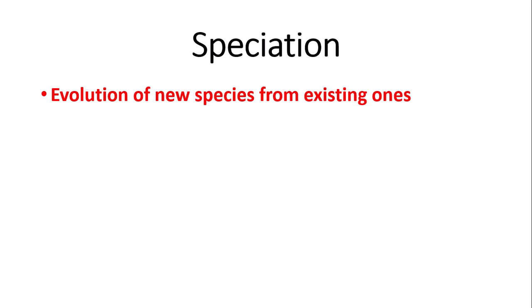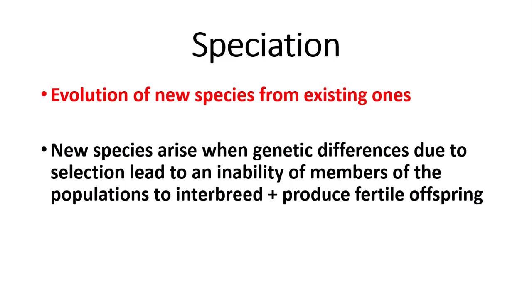However, I'm going to introduce to you this idea of speciation now. Speciation is the evolution of new species from existing ones. And these new species arise when genetic differences due to selection lead to an inability of members of populations to interbreed and produce fertile offspring. So genetic differences become more different over time, so much so that eventually members of the population can interbreed, but often they produce sterile offspring, not fertile offspring.